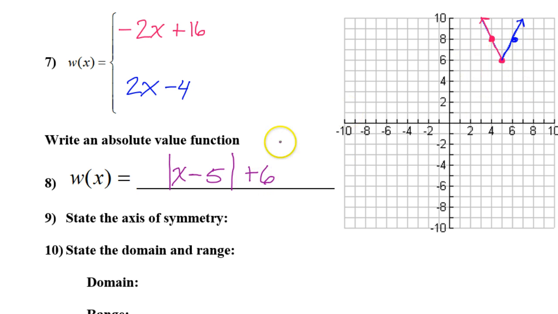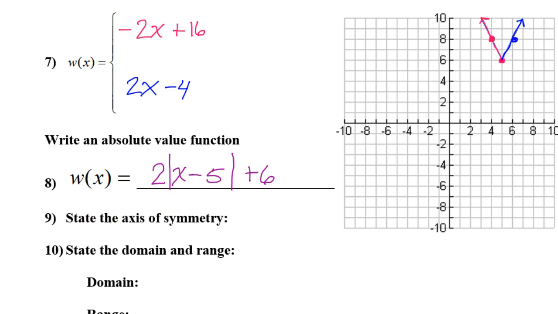Positive is up. And in the very front, I need a number that reflects the slope of the right-hand side of this thing. So notice this goes up 2 over 1. The slope of the blue side was 2. So we'll have a 2 right here. In general, if it's an upward-facing V, this number will be positive. If the V was facing downward like this, then this would be a negative. All right, but that's it. That's the absolute value function for this graph.